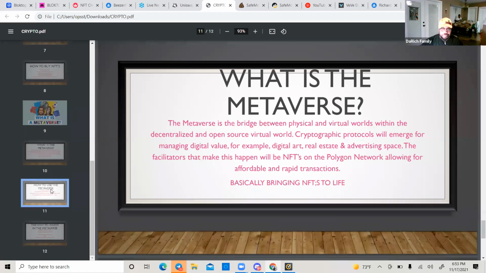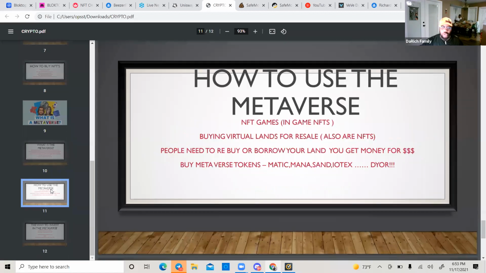Okay, but how do you use it? How do you get into the metaverse? How do you really do that, right? So NFT games. You want to use NFT games, gaming. There's different things like Axie Infinity. There's different things like Blocktopia, which is going to go crazy. You know what I'm saying? Just got in that. There's NFT champs. There's a whole bunch of them.